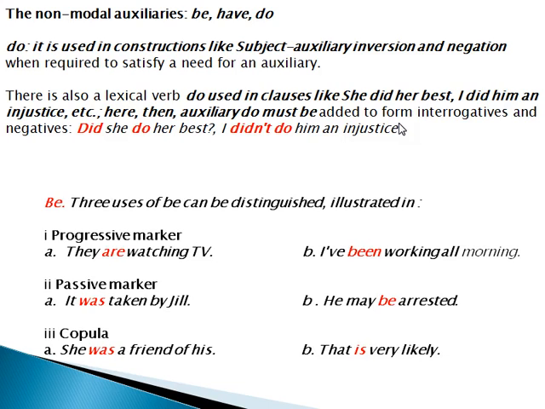Be has three uses that can be distinguished. Be can be used as a progressive marker associated with the gerund participle ing, as in they are watching TV or they have been working. I have been working all morning. Are and been here are marking a second verb that is to come ending in ing, a progressive.